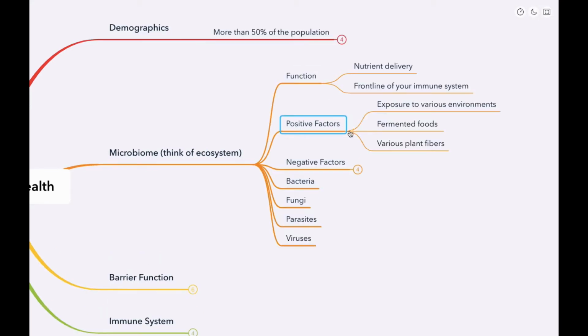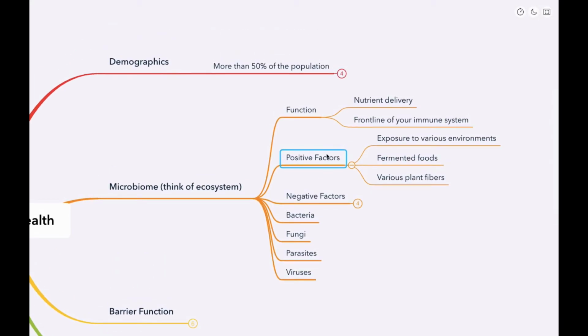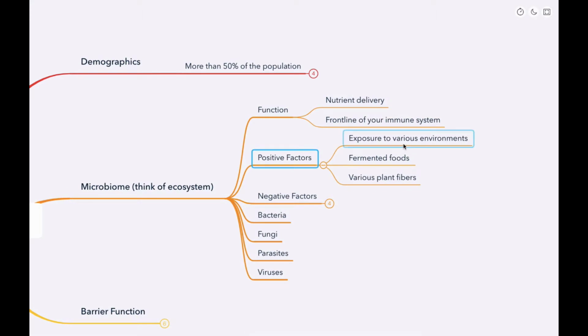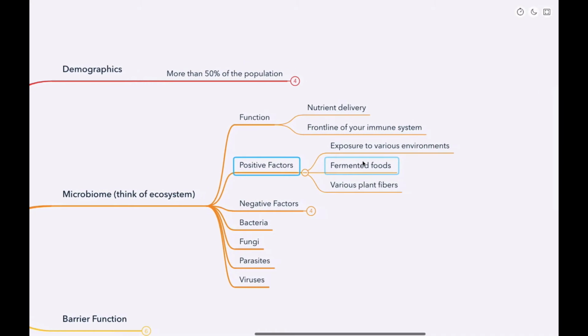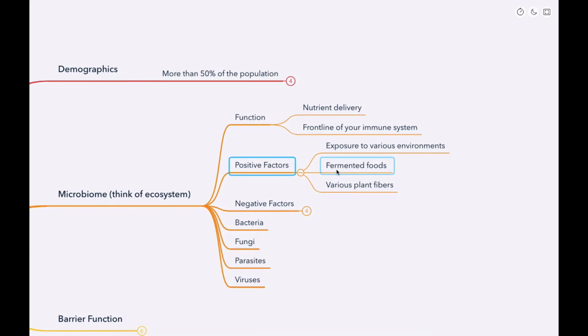So what are some positive factors to make it a healthy ecosystem? Well, we'll broaden this with time, but exposure to various environments. You want to get out into nature, because when the ecosystem that's inside of you is exposed to ecosystems outside of you, healthy ones, you develop biodiversity inside your gut. Fermented foods, all traditional cultures have had some fermented foods. I recommend that everyone make sauerkraut at home, and check out the video on this page for how to do that. And then various plant fibers, because they give food. It's what's called prebiotic fiber, and we'll talk about that in another video, but it provides food for the bacteria in your gut.